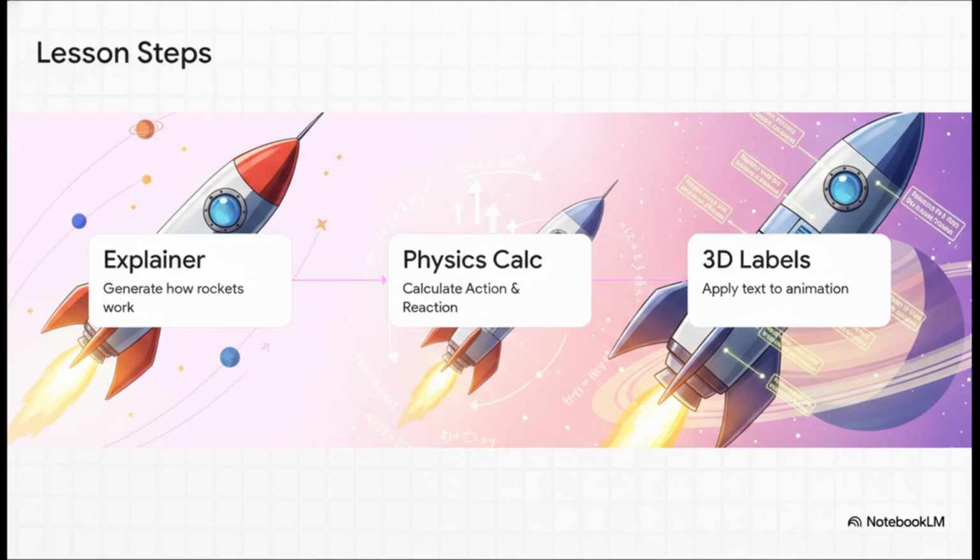For step 1, we ask for an explainer on rockets. Now, in step 2, we don't even have to explain Newtonian physics to the AI. Gemini naturally gets action and reaction physics. It inherently knows that downward thrust creates upward momentum, so it builds the background imagery based on actual real-world scientific laws. Then, for step 3, we add 3D text labels to identify the rocket parts, and even the layers of the planets in the background.